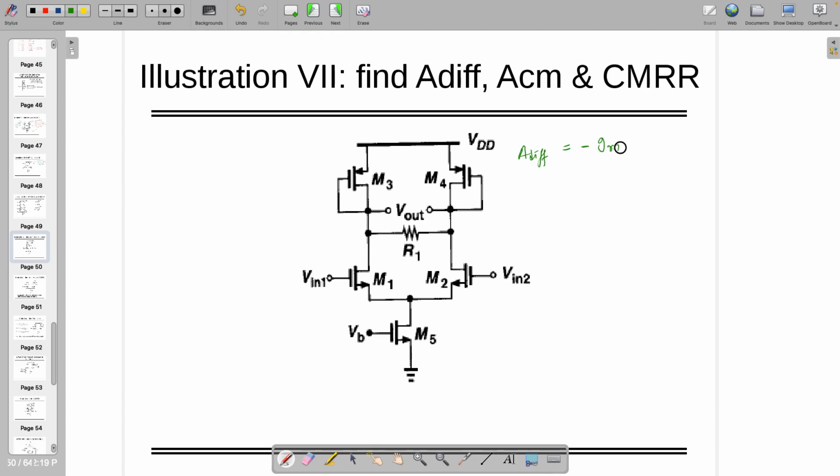1 by GM1 minus GM1, 1 by GM3 parallel with R1 by 2, R1 by 2 parallel to R1. Right? Because you can club them like this. There is a virtual ground here also in this case because it's differential. What about the common mode gain?